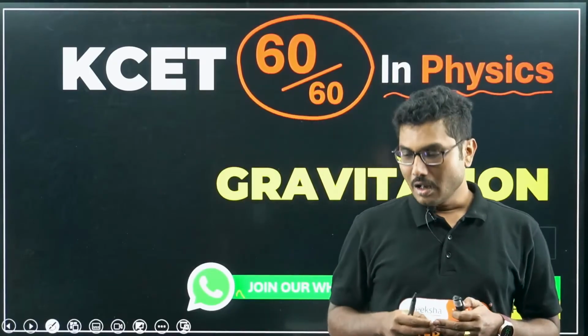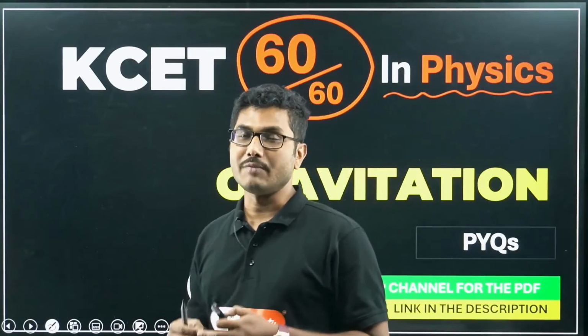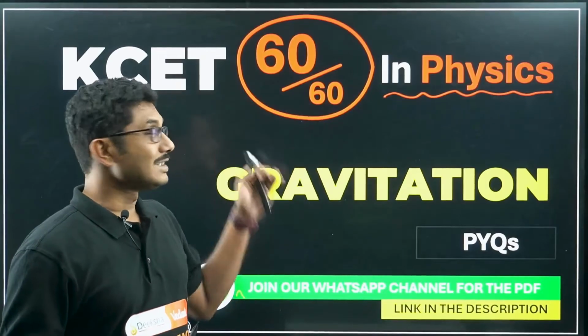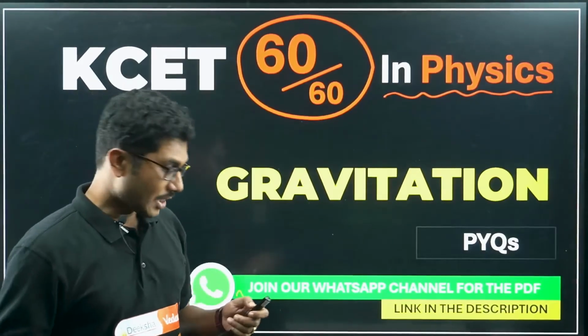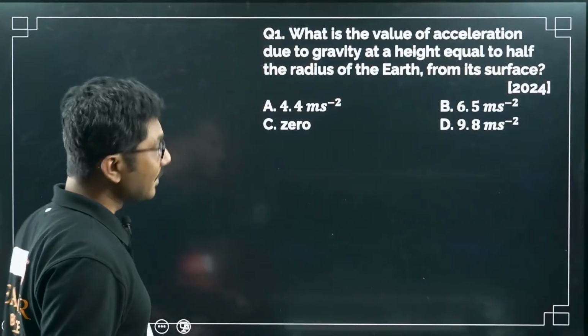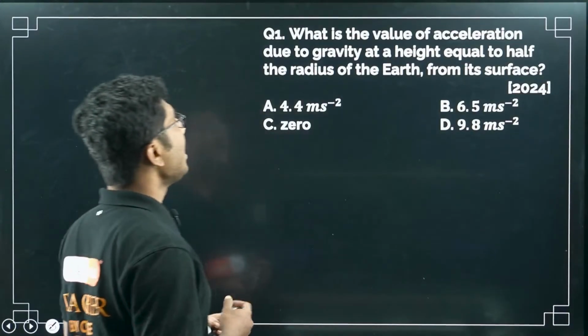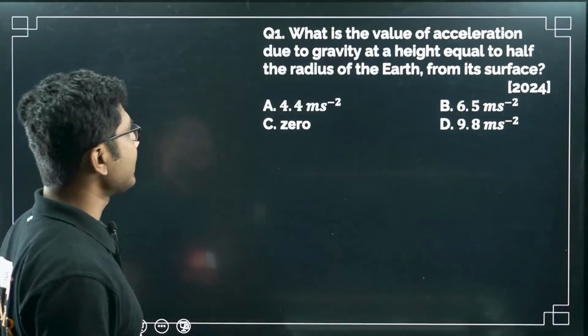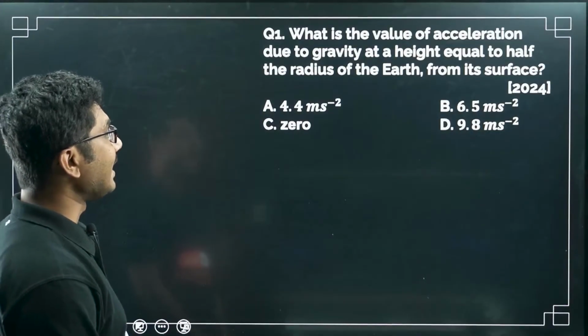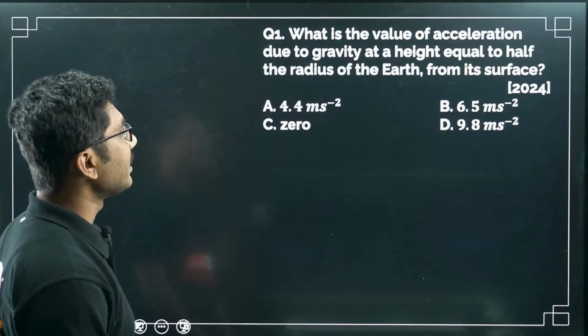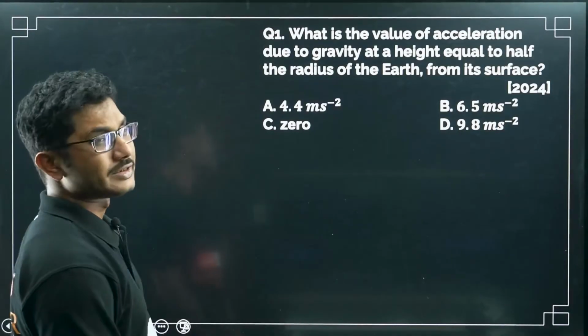And if you are following our channel, it will be very helpful for you to achieve that 60 marks in your KCET exam. Now let's start with previous year questions from this chapter, KCET 2024 exam. What is the question? What is the value of acceleration due to gravity at a height equal to half the radius of the earth from its surface?